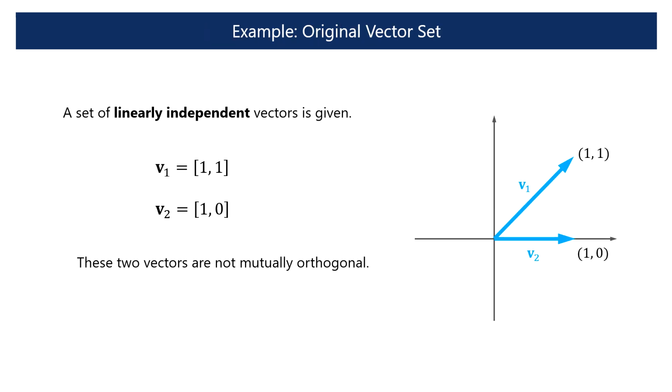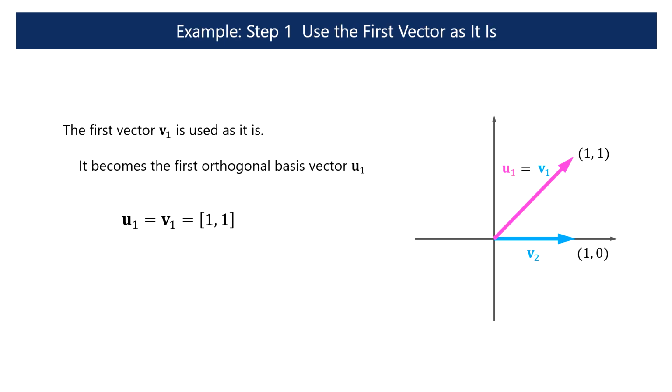The Gram-Schmidt process is somewhat complex, so let's start with a simple example. In the Gram-Schmidt process, a set of linearly independent vectors is initially given. Here, we have two vectors, v1 and v2, as an example. Since these two vectors are not mutually orthogonal, let's transform them into orthogonal vectors using the Gram-Schmidt process. The first vector, v1, is used as it is, and it becomes the first orthogonal basis vector, u1.